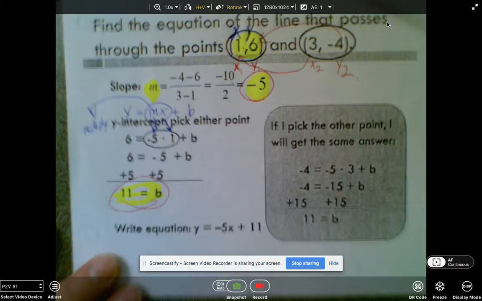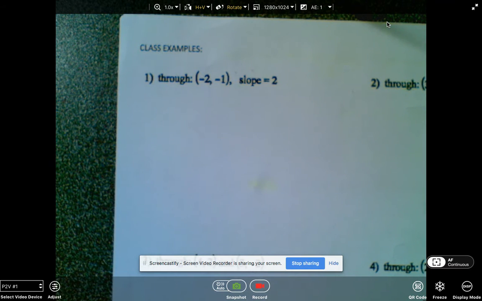All right, so let's turn over to the back. We'll do examples. These I made specifically so they wouldn't have any fraction slopes, because that gets really difficult. So for the first one, your slope is given to you.